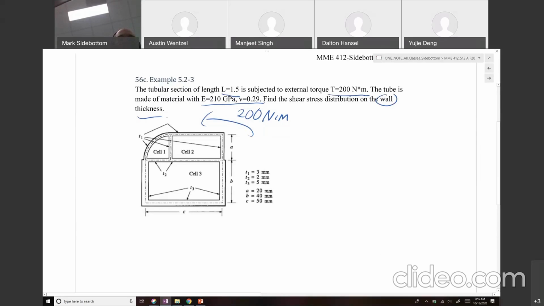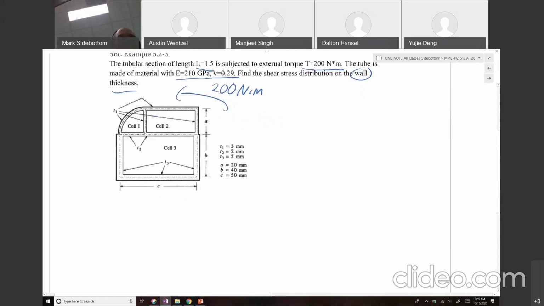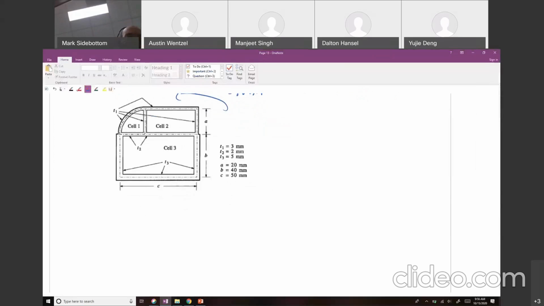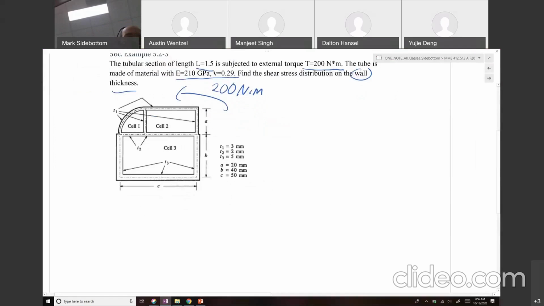What we have to do now is, if we look at each of our cells here, each of these have different walls. So I'm going to quickly calculate the shear stresses. So we have Q1, Q2, Q3. Okay. So wall 1 I'll define as this section here.